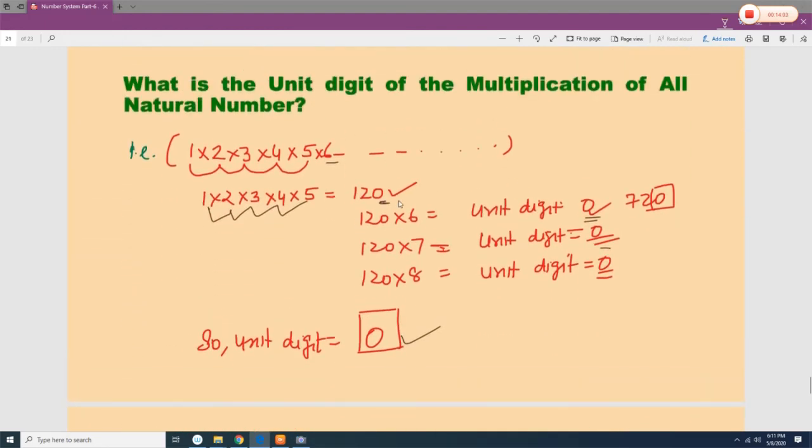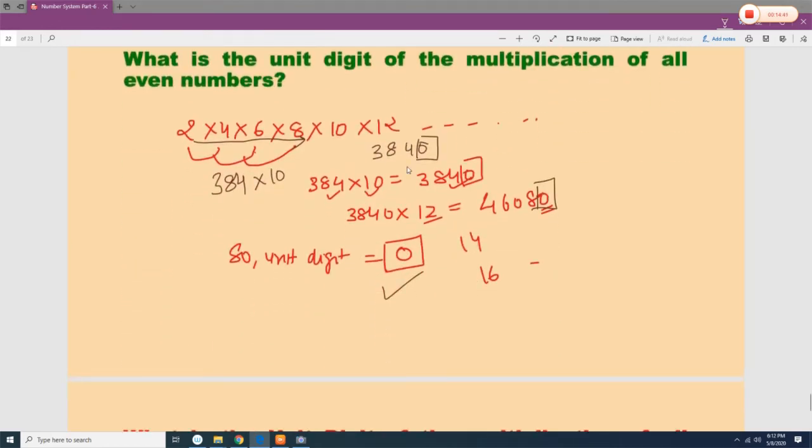What is the unit digit of the multiplication of all natural numbers? Natural numbers means 1 to infinity. Now you see 1 into 2 is 2, 2 into 3 is 6, 6 into 4 it is 24, and 24 into 5 it is 120. After that, once you get 120, you multiply with 6, it is 720. So the last digit will be 0. Then you multiply with 7, whatever the number is, the last digit will be 0. And 120 multiplied by 8, whatever the number is going to come, the last digit will be 0. So the unit digit will be 0.